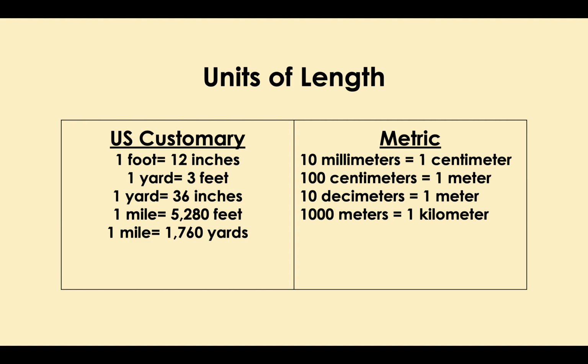The box on the right is metric units of measurement. So 10 millimeters equals 1 centimeter. 100 centimeters equals 1 meter. 10 decimeters equals 1 meter. And 1,000 meters is 1 kilometer.